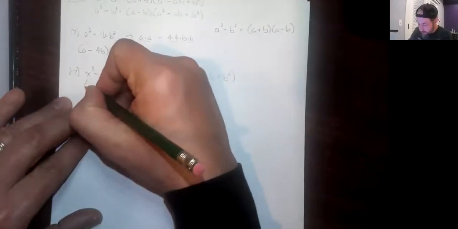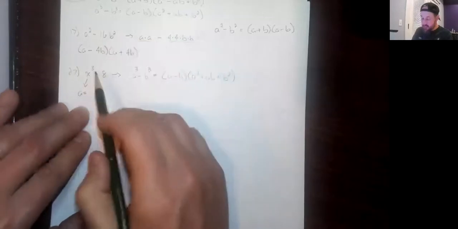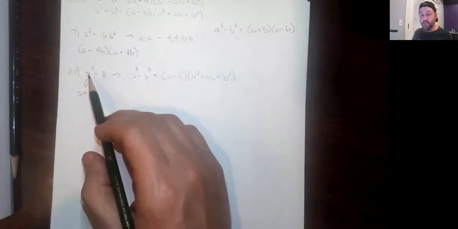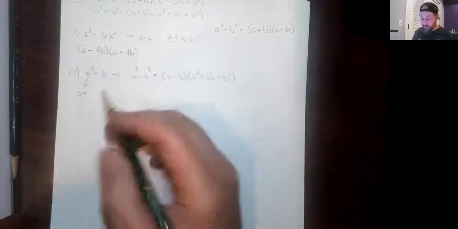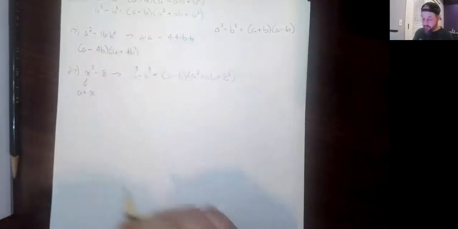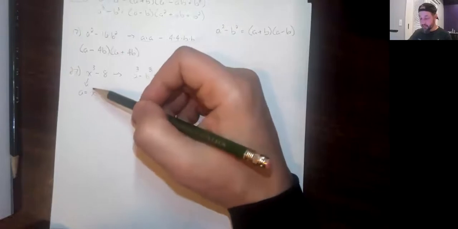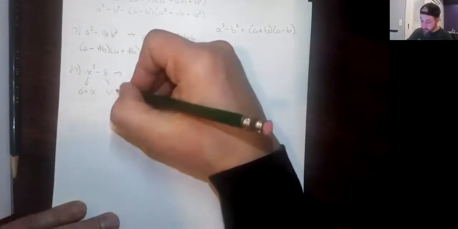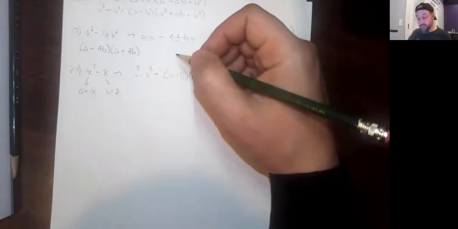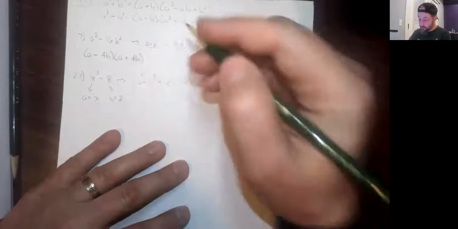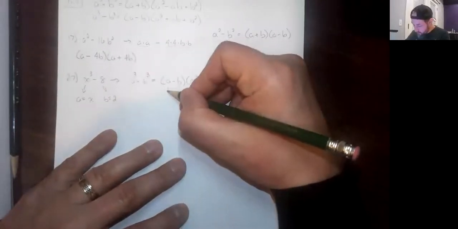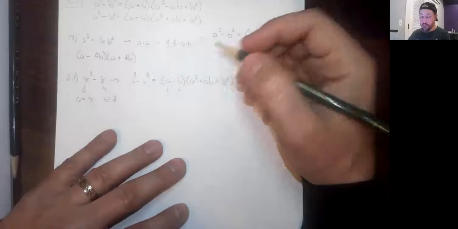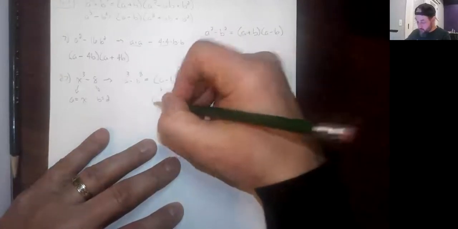So I need to find an a. In this case, I'm looking for the perfect cube. So x cubed. Well, I know that a must be just x, because x times x times x is x cubed. Then our b is the cube root of 8. The cube root of 8 is 2. 2 times 2 is 4, times 2 is 8. So 8 is a perfect cube. Cube root of 8 is 2. So now I know these values, and I just plug them in. That's all I have to do.